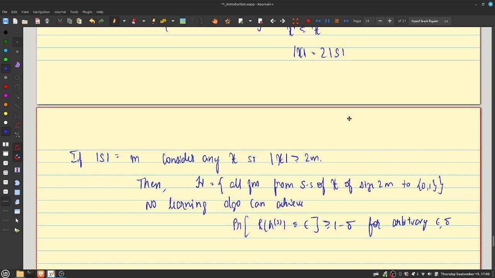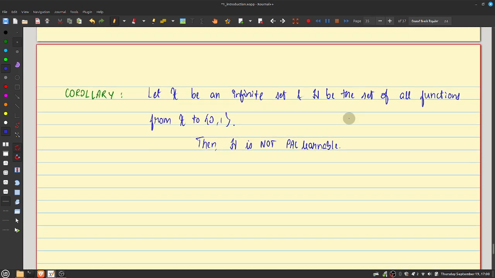But what this result also tells you is that if x is an infinite set and h is the set of all possible functions from x to 0 comma 1, then h is not PAC learnable, right? Because no matter how many samples you have, there is some concept that you cannot learn. It doesn't mean that all infinite concept classes are not PAC learnable. It means that if the number of concepts is too much, so in this case, h is the set of all possible functions from x to 0 comma 1, then h is not PAC learnable.